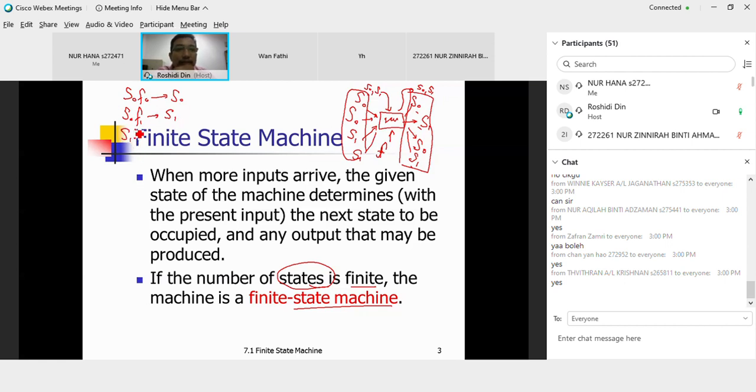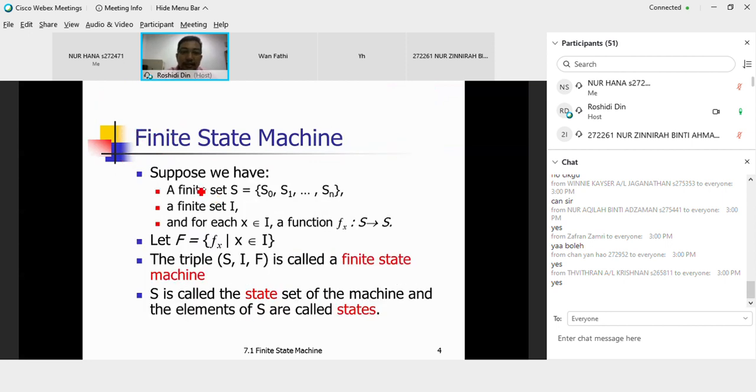S1, F0, the output will be S0. S1, F1, the output will be S1. So all this combination we can generalize as the triple S, I, F, which we call a finite state machine.